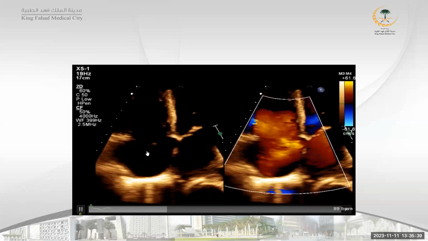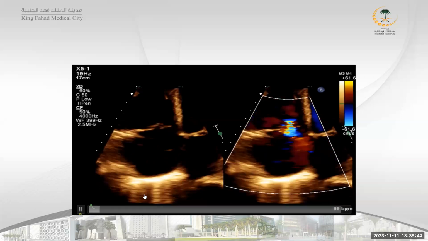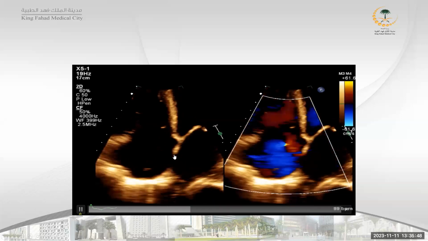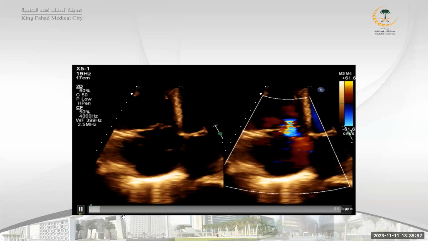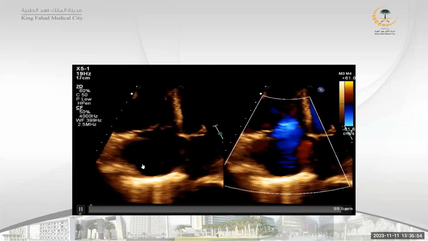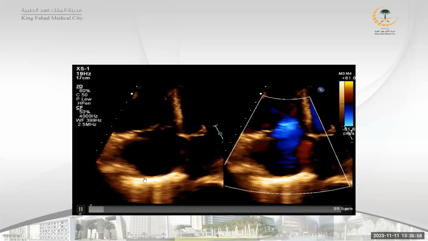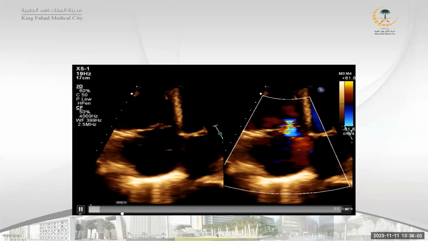It is just a filamental hypermobile structure here. A linear filamental hypermobile structure, attached to the IVC side, not attached to the septum. Nice. If this structure is attached to the septum and not attached to the roof or the IVC orifice, this is likely what? This is likely a Chiari network.